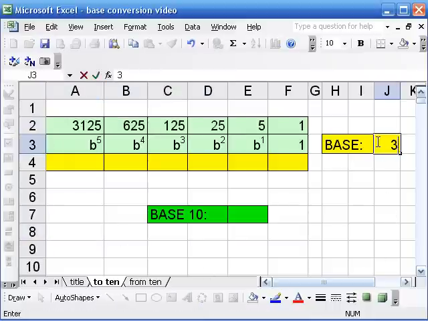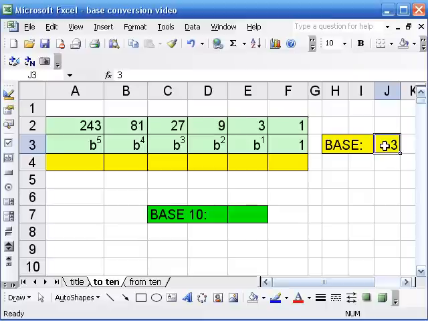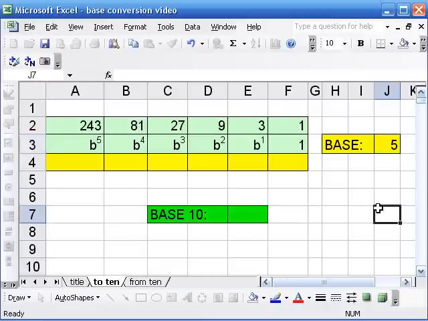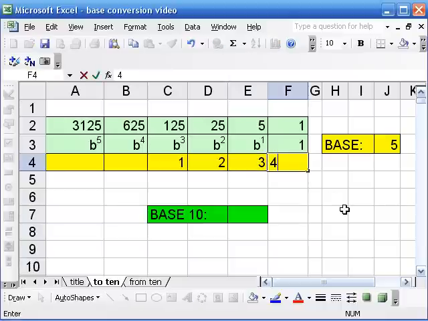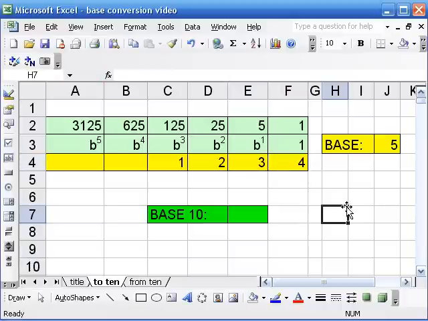We're going to do a different base, base 3. Say we get powers of 3, whatever we want. Let's do base 5. And let's make our number 1, 2, 3, 4 in base 5. Now, to convert this number to base 10, we'd take 1 times 125 plus 2 times 25 plus 3 times 5 plus 4 times 1.